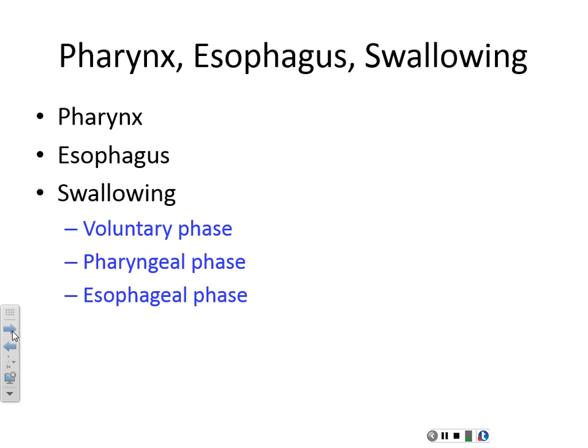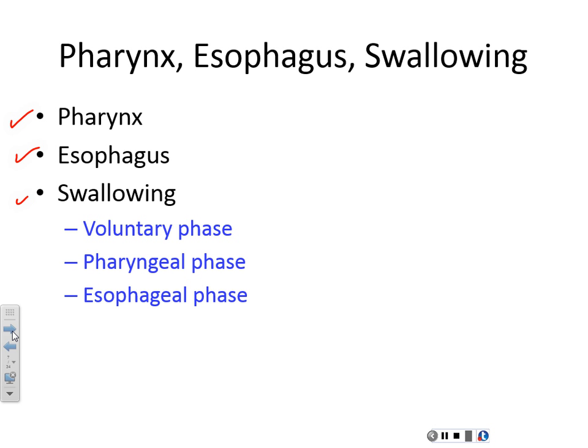Pharynx, of course, the throat, is involved in swallowing. The esophagus conducts the food down via peristalsis. And then you've got to know the swallowing mechanism, right? So you have the voluntary phase where you push up your food, your bolus, against the hard palate. Once the bolus of food gets into the throat area, into the pharynx, it becomes reflex.